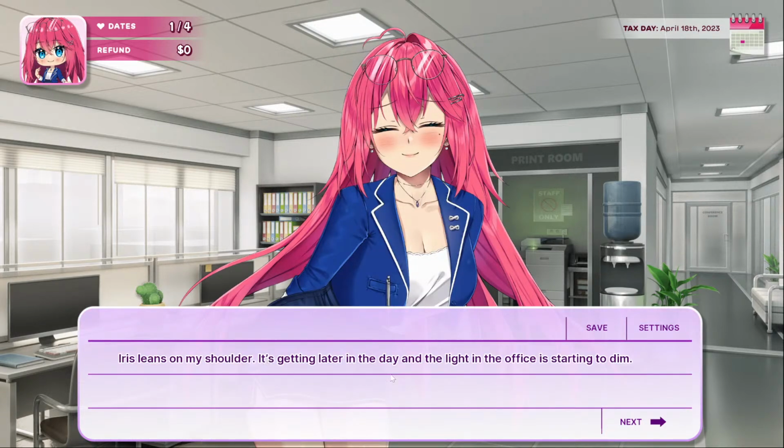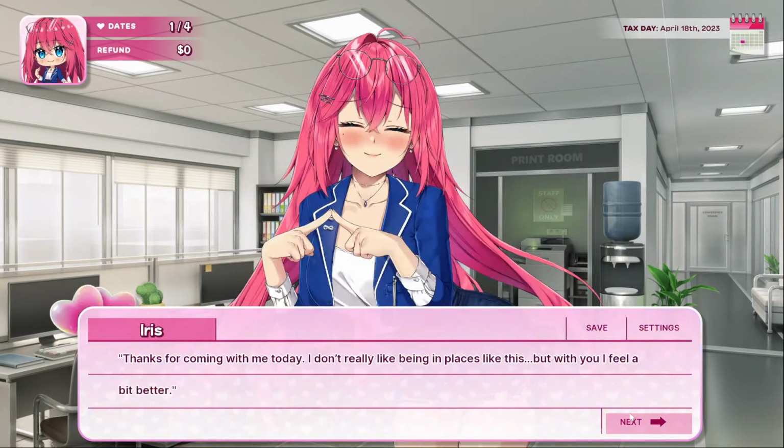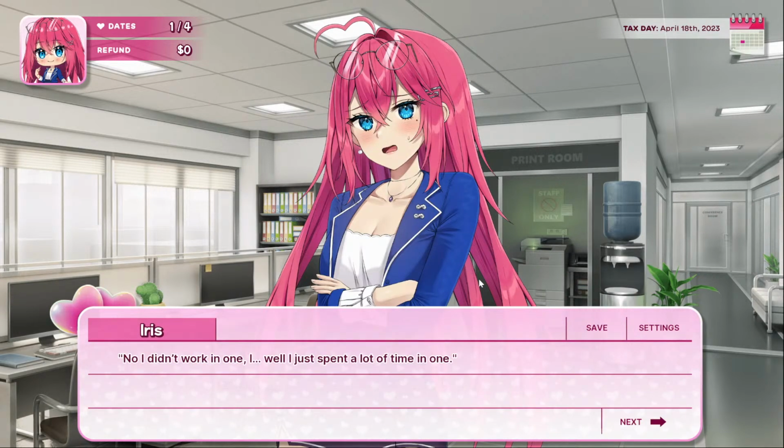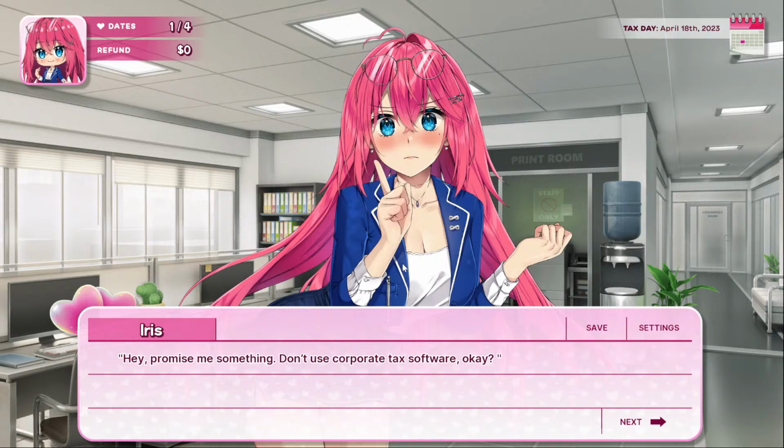You all done? Iris leans on your shoulder. It's getting later in the day and the light in the office is starting to dim. You're at the office. Shouldn't you be doing work things? Jesus Christ. Coming with me today. I don't really like being in places like this, but with you I feel a bit better. I wonder what bad memories Iris had of the mundane corporate building that is so off-putting. Have you worked in an office before? Did something happen? No, I didn't work in one. Well, I just spent a lot of time in one. What? Is it your dad or something? You have to spend time at the office with him? Hey, promise me something. Don't use corporate tax software, okay?